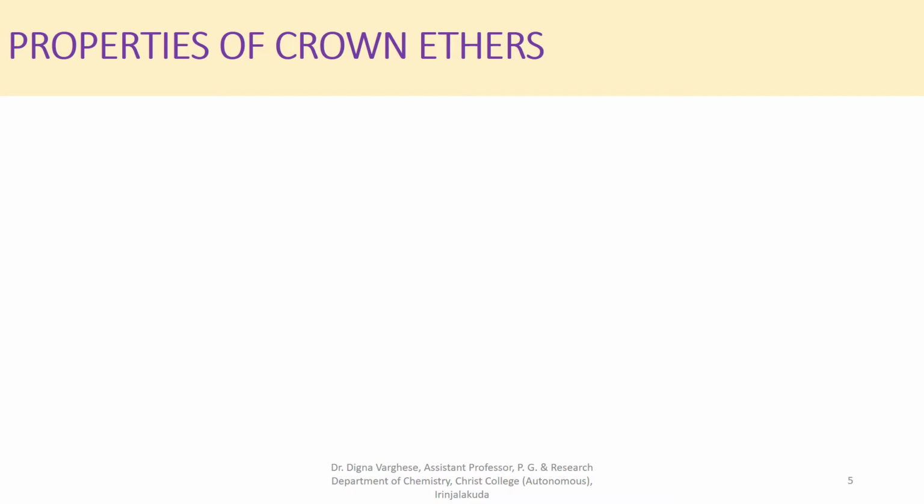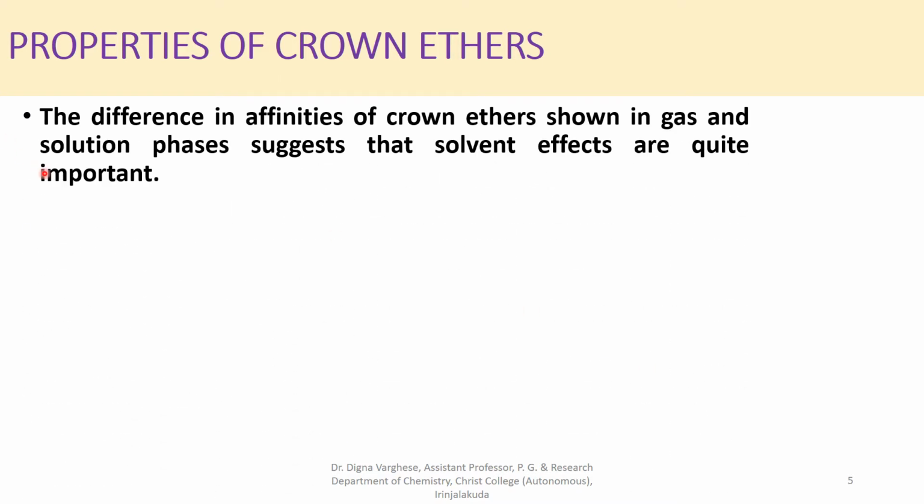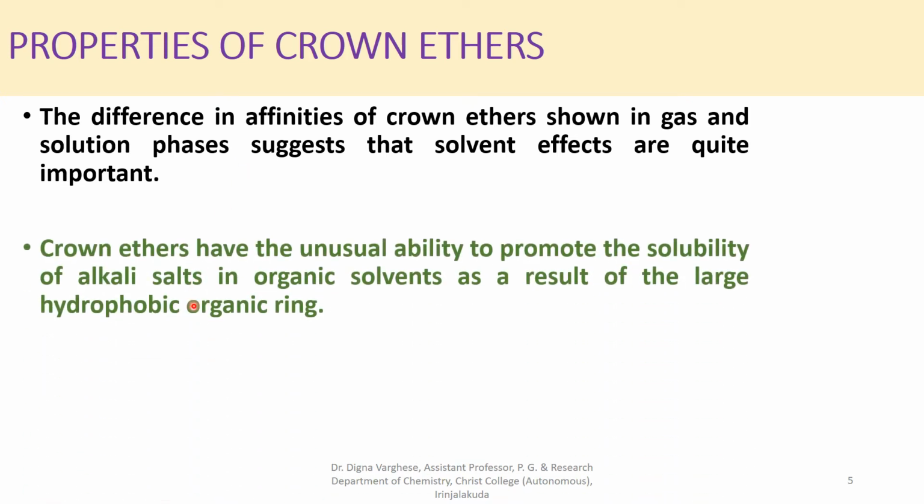Properties of crown ethers. The difference in affinities of crown ethers shown in gas and solution phase suggests that solvent effects are quite important. Crown ethers have the unusual ability to promote the solubility of alkali salts in organic solvents as a result of the large hydrophobic organic ring. We know alkali metals do not normally dissolve in ethers as they do in ammonia, but they will do so if crown ligands are present.